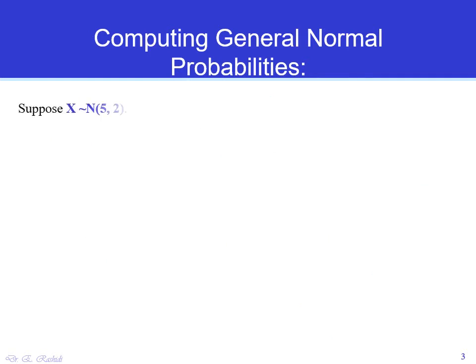Suppose that X is a random variable that follows a normal distribution with an average of 5 and a standard deviation of 2.